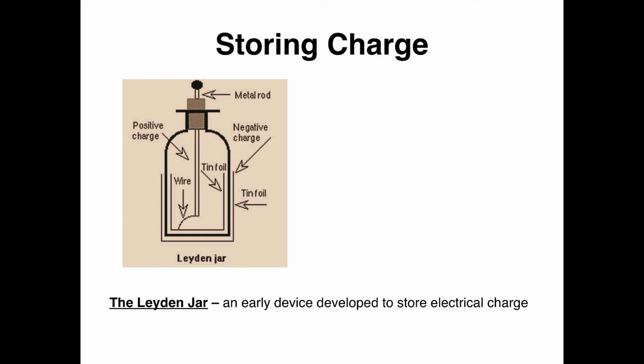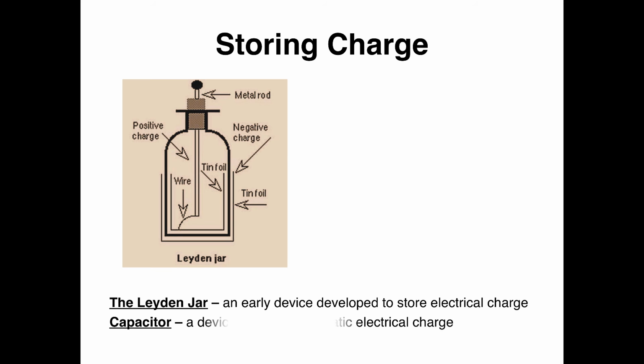You attach your electrical source to this metal rod on top, and it causes the middle rod to be positively charged, because the negative charge goes in the top and draws all the negative up into there, and then the positive charge occurs in the middle. This is put into this tin foil, and then the outer part of the jar becomes charged negatively, and this will hold on to charge for a short period of time.